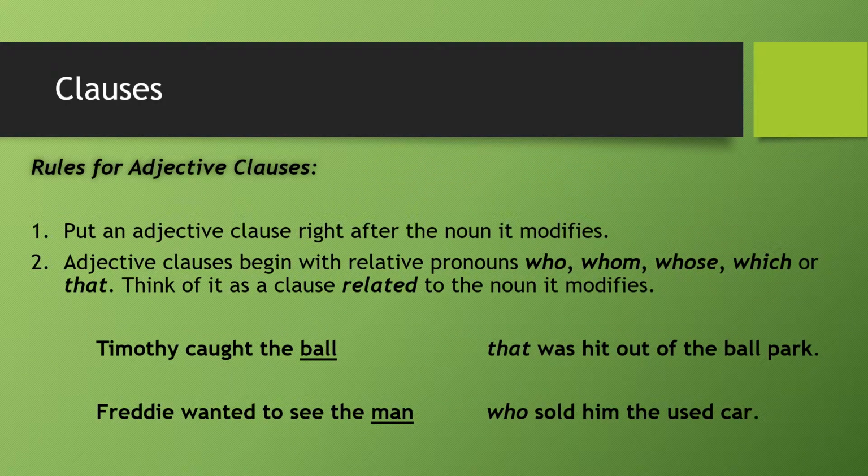Adjective clauses, again, are going to begin with the pronouns who, whom, whose, which, or that. Think of it as a clause that's related to the noun it modifies. Timothy caught the ball, that. Freddie wanted to see the man, who. That and who are both relative pronouns referring back to the nouns ball and man.